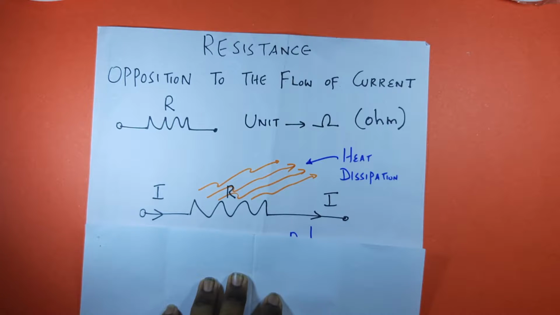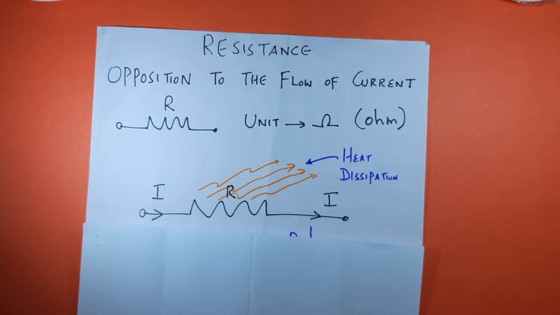So, we have two classes. One is called conductors, another one is called insulators. Conductors have low resistance characteristics, while insulators have very high resistance characteristics.